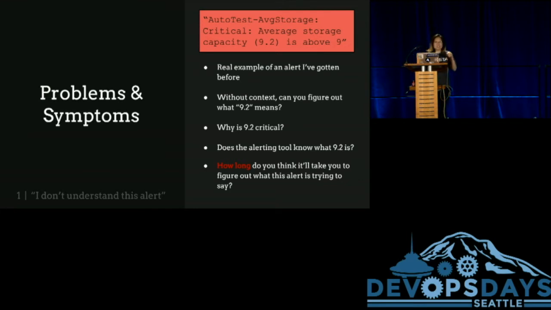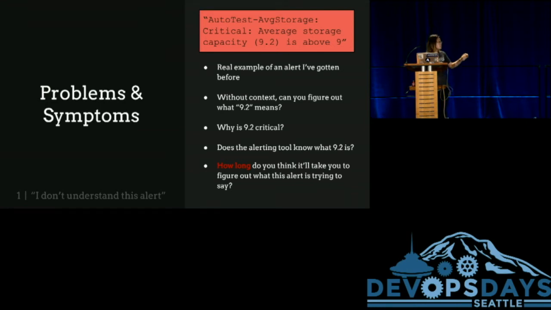So, then you look at your alerting pipeline, the automation tools, and the automation tool itself might know what the significance of 9 and 9.2 is, but as an end user, I don't. As an end engineer, I don't. And it has nothing to do with my competence level. It has nothing to do with my intelligence level. It's just lack of context, and it's a poorly written alert, right?